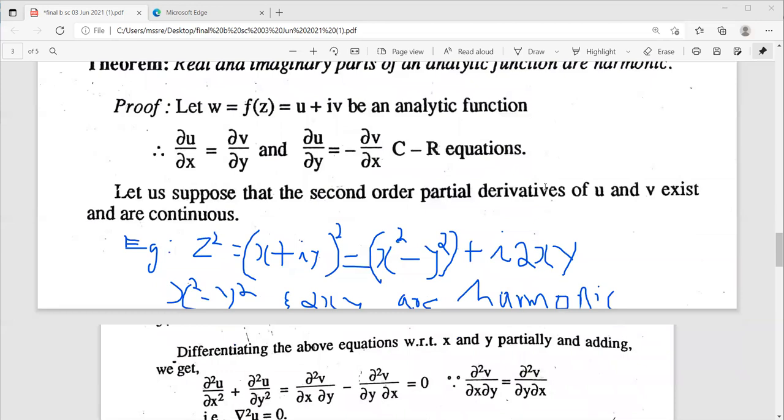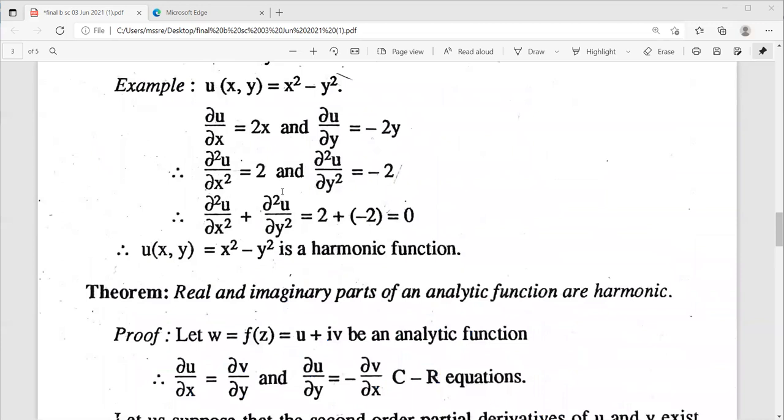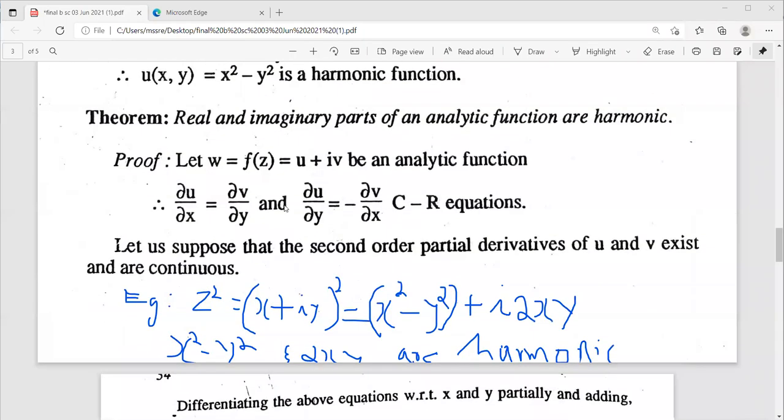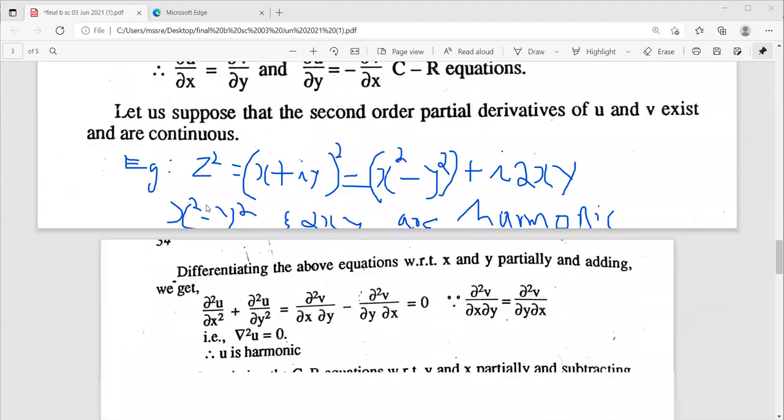Suppose the second order partial derivatives of u and v exist and are continuous. ಯಾಕಂದ್ರೆ ಹಾರ್ಮೋನಿಕ್ ಪ್ರೂವ್ ಮಾಡಬೇಕು ಅಂದ್ರೆ ಲ್ಯಾಪ್ಲೇಸ್ ಈಕ್ವೇಶನ್ ಬರಬೇಕು. ಲ್ಯಾಪ್ಲೇಸ್ ಈಕ್ವೇಶನ್ ಬರಬೇಕು ಅಂದ್ರೆ ಸೆಕೆಂಡ್ ಆರ್ಡರ್ ಪಾರ್ಷಿಯಲ್ ಡೆರಿವೇಟಿವ್ ಡೆಲ್ಟಾ ಸ್ಕ್ವೇರ್ ಯು ಬೈ ಡೆಲ್ಟಾ ಎಕ್ಸ್ ಸ್ಕ್ವೇರ್, ಡೆಲ್ಟಾ ಸ್ಕ್ವೇರ್ ಯು ಬೈ ಡೆಲ್ಟಾ ವೈ ಸ್ಕ್ವೇರ್ ಬೇಕು. ಇವೆರಡು ಎಕ್ಸಿಸ್ಟ್ ಆದ್ರೆ ಮಾತ್ರ ಸಾಧ್ಯ. ಸೊ ಅದನ್ನ ಎಕ್ಸಿಸ್ಟ್ ಅಂತ ಅಸ್ಯೂಮ್ ಮಾಡೋಣ. Let us suppose that the second order partial derivatives of u and v exist and are continuous.